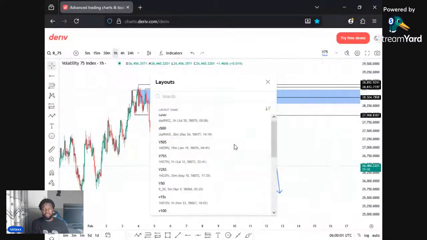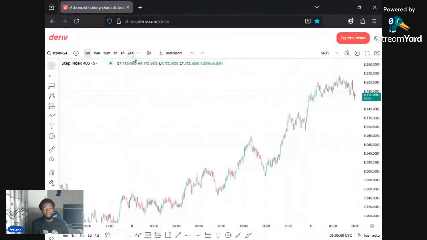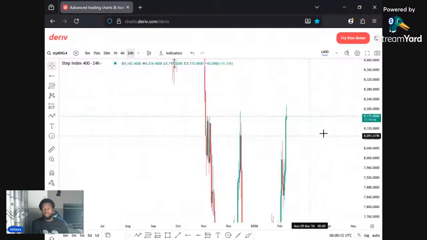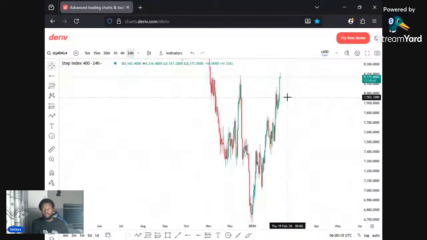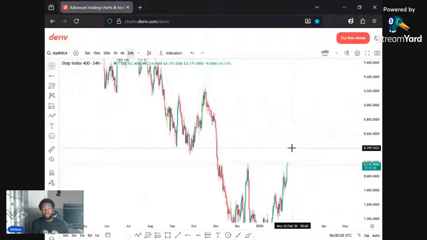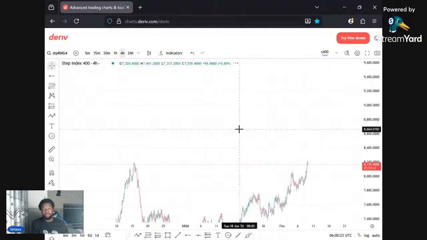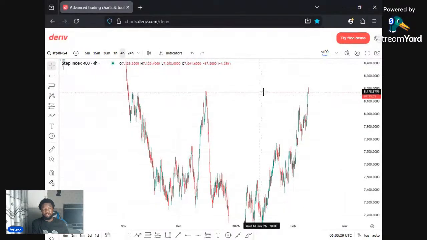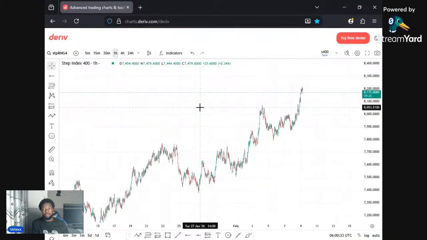So the next we'll check is Step 400. Step 400 starts from the 24-hour time frame. What do we have? Step 400, we don't have anything currently. Okay, there's nothing on Step 400. So let's check the 4-hour time frame. On the 4-hour time frame we don't have anything. On the 1 hour time frame we still don't have anything.